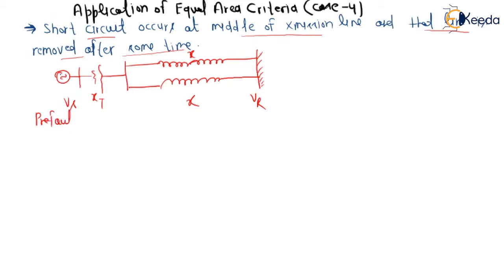Pre-fault case means we can write P max 1, basically. P max 1 is equal to Vs into VR upon X. Now during fault, what will happen during fault? This is the question, and this is very important.